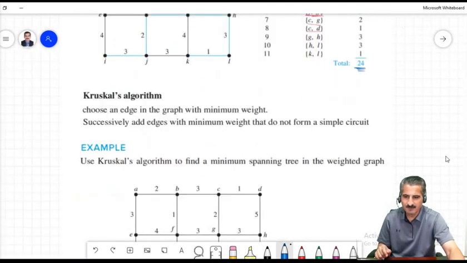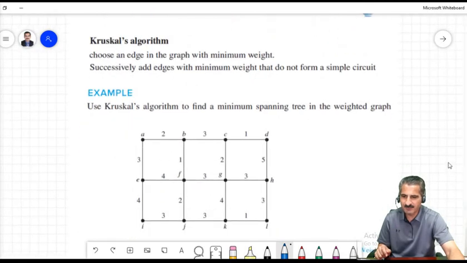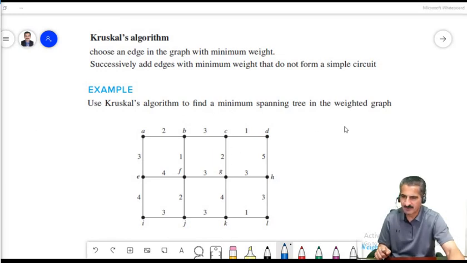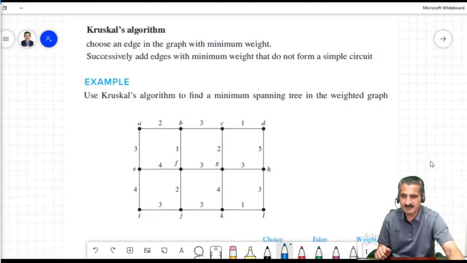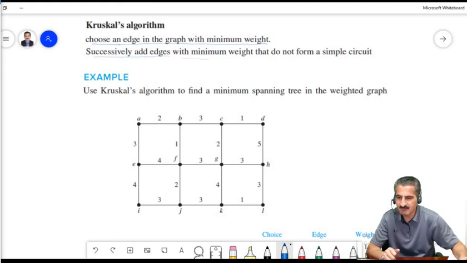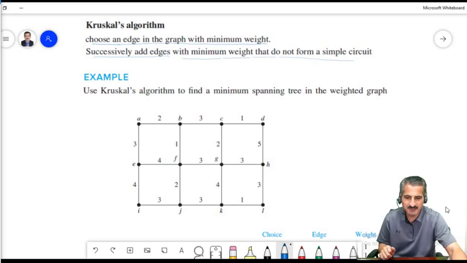Okay. Now another algorithm for obtaining a minimum spanning tree is Kruskal's algorithm, and it says it will choose edges. Let's see. Choose an edge in the graph with minimum weight, and then successively add edges with minimum weight that do not form simple circuits. What does that mean?